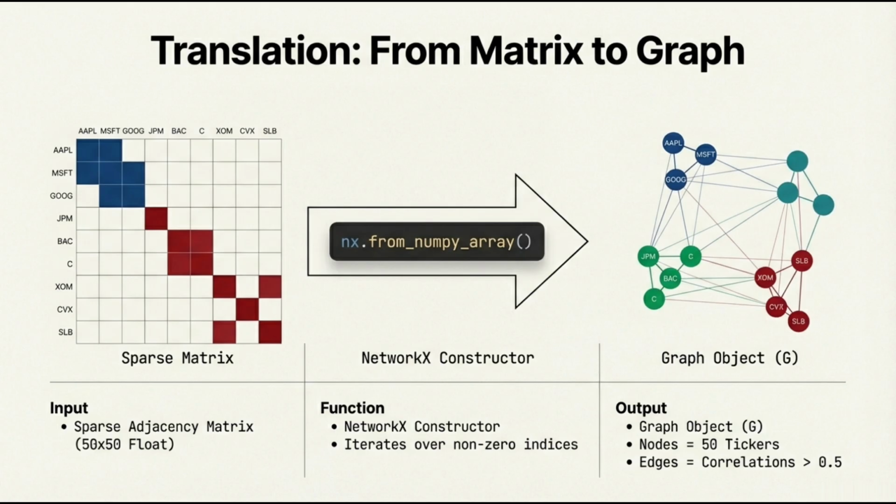The summary at the bottom makes it concrete. The input is a sparse adjacency matrix, the function iterates over non-zero indices, and the output is a graph object with nodes and retained correlation edges above the threshold. So this is the exact point where a numerical table becomes something we can visualize and analyze using graph algorithms.